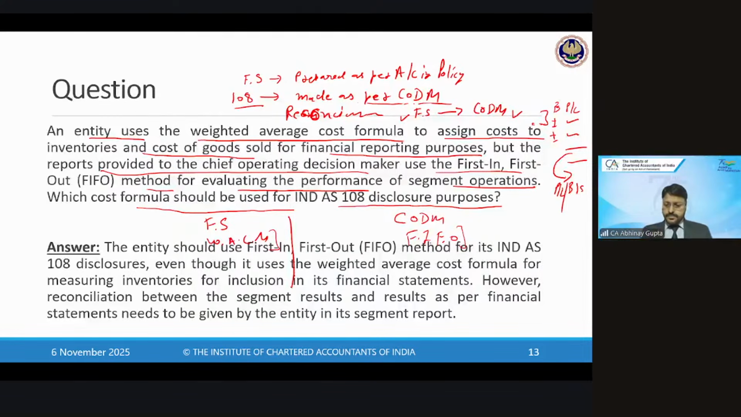Clear. Yes, sir. It's easy. Now I understood that it's not an operating segment. It's a CODM segment. So you will call it CODM segment only, right? So that in your examination you will not be confused. Always, instead of calling this an operating segment, say CODM segment.